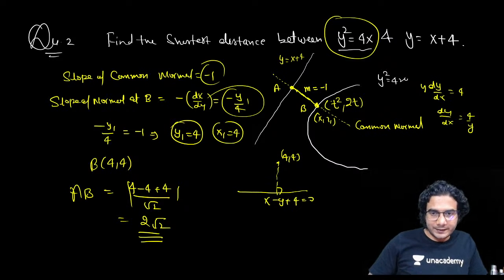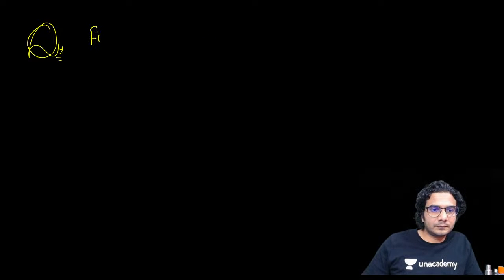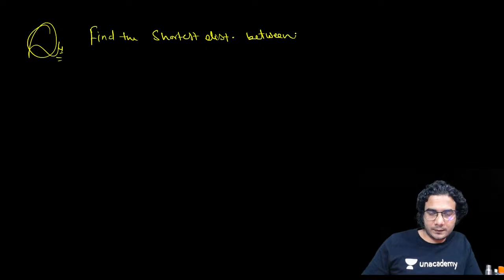Okay, so this was the case. Now let's do one more problem. Now I am giving you one question in which a circle and a parabola are given. Circle and some other curve, I'm taking a parabola. Find the shortest distance between them.